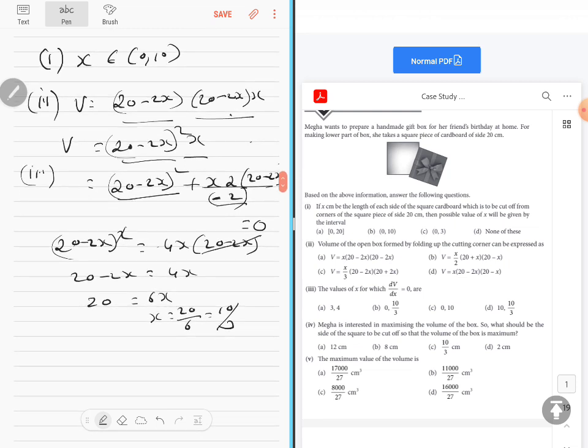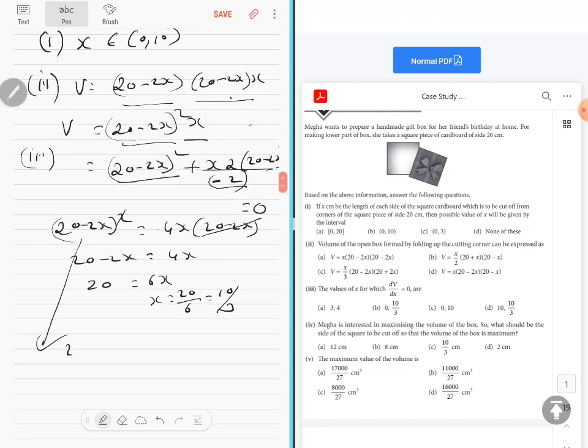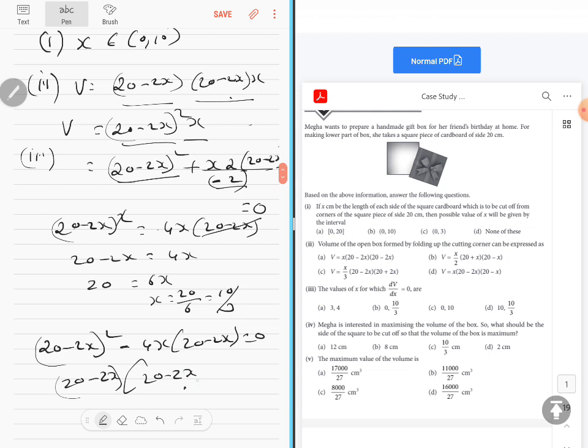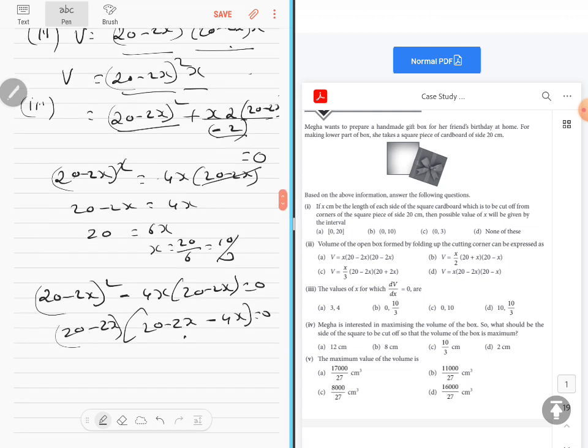The other possibility is since this is a square number, okay, that's something that won't strike us. 20 minus 2x the whole square. Okay, one second, hold on. So thus you get one answer, which is 10 by 3. The other way of doing it is just take out common. Okay, so 20 minus 2x the whole square minus 4x into 20 minus 2x is equal to 0. So 20 minus 2x into 20 minus 2x minus 4x is equal to 0. So this is the right way to do.